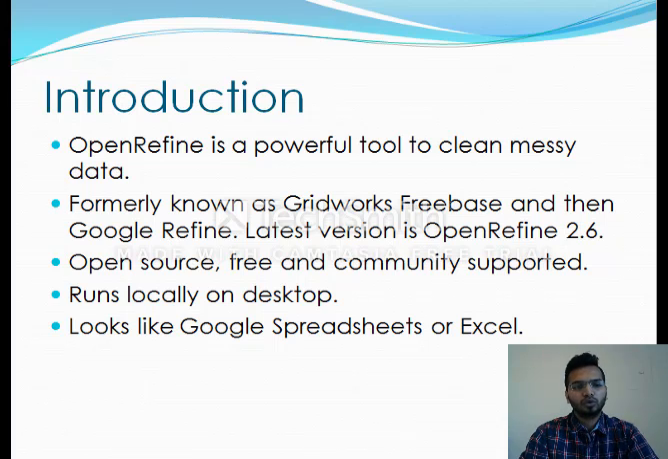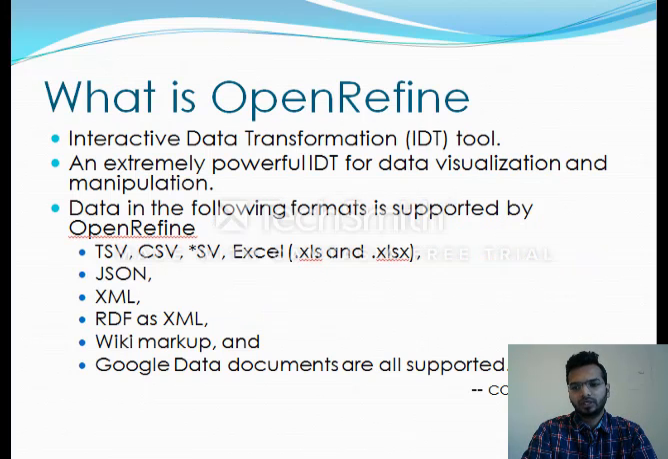This is a standalone open source desktop application. It looks like spreadsheets or Excel. What is OpenRefine? It is an IDT interactive data transformation tool which is powerful for data visualization and data manipulation. Data in the following format is supported in OpenRefine: Excel, CSV, JSON, XML, RDF as XML, wiki markup, and Google data documents. This messy, unstructured, inconsistent dataset can be explored using OpenRefine.